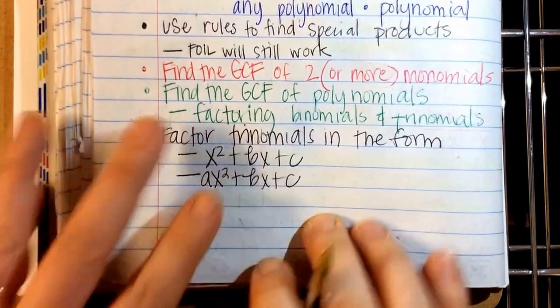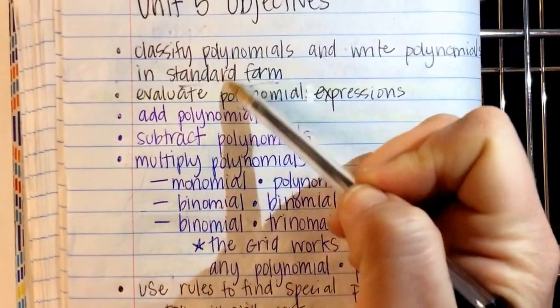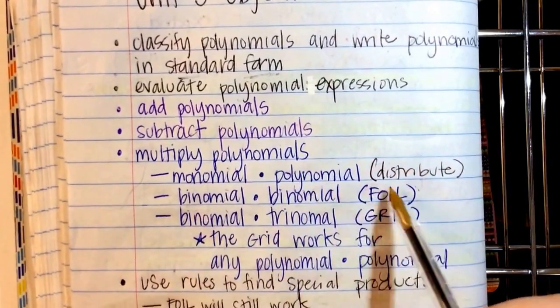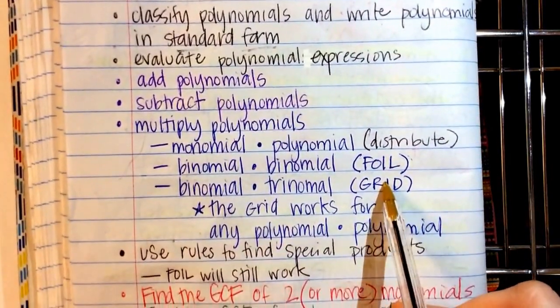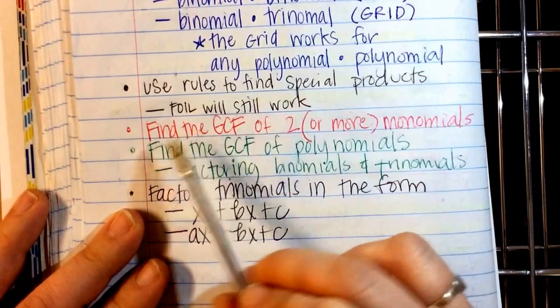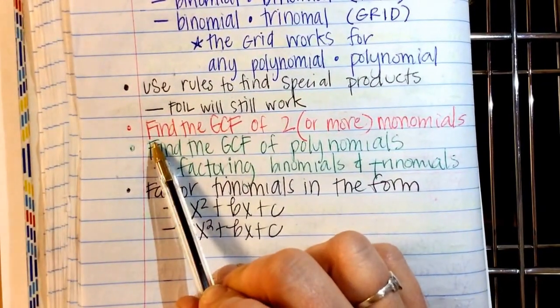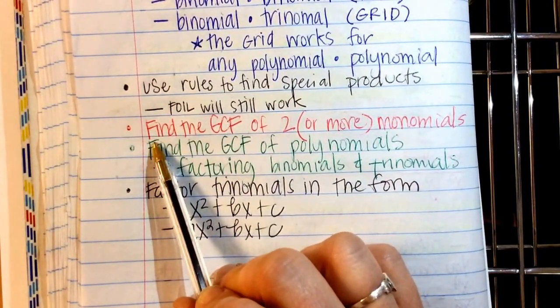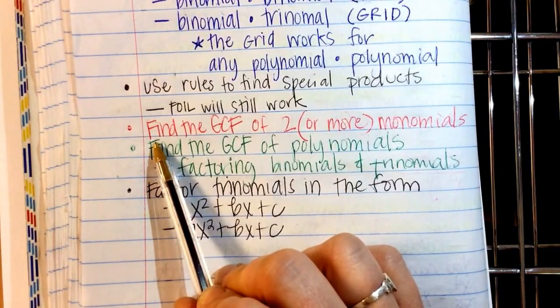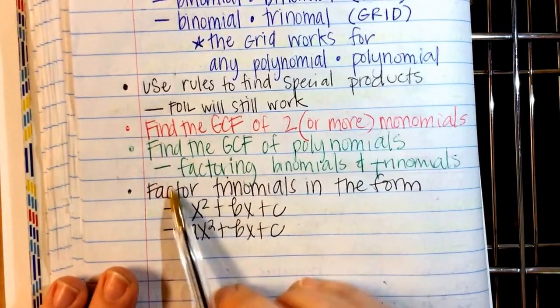I mean, look at all this stuff that we've covered in this unit. We can multiply polynomials all different ways. We can FOIL, we can grid. Now we're on to factoring. We're doing the opposite. We're taking the answer and creating the problem. We're unfoiling. We're factoring.